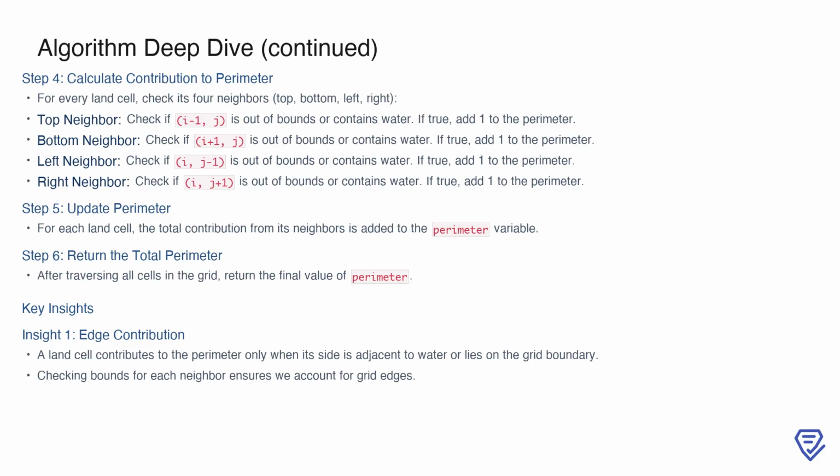By summing these contributions for each land cell, we ensure that all edges adjacent to water or the grid boundary are accounted for. After processing the neighbors, the computed contribution for the current land cell is added to the perimeter variable. Once all cells in the grid have been processed, the total value of perimeter is returned as the final result. This approach ensures that we accurately calculate the perimeter of the land, considering both internal and boundary edges.